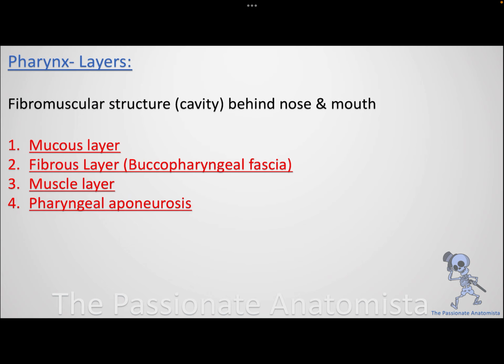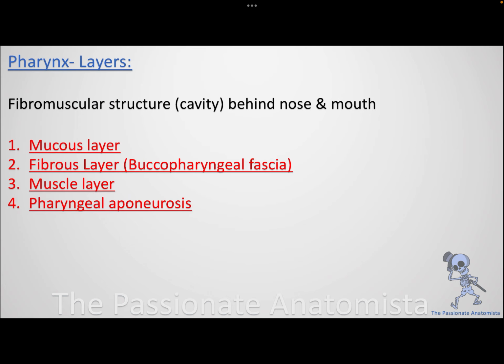And as we proceed down, we will decide whether to take the air to the lungs and breathe, or the food to the esophagus at the level of C6 and continue our path to the digestive system. Why do we call it a fibromuscular structure?